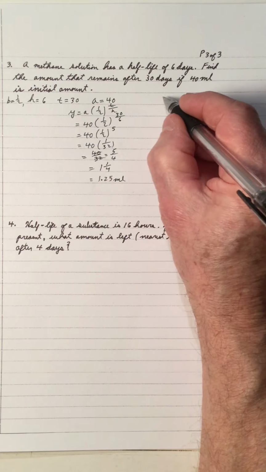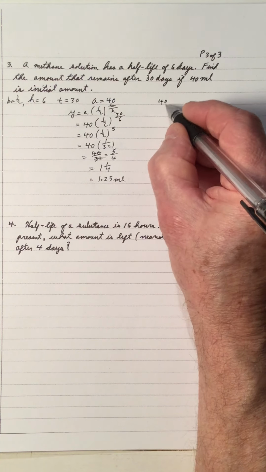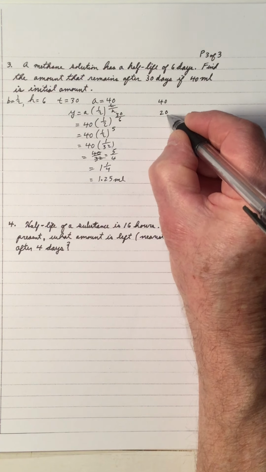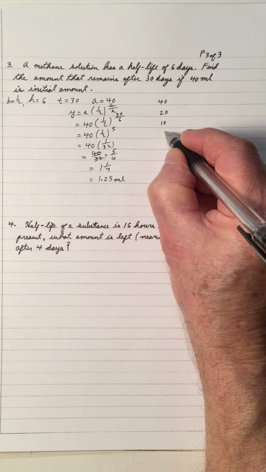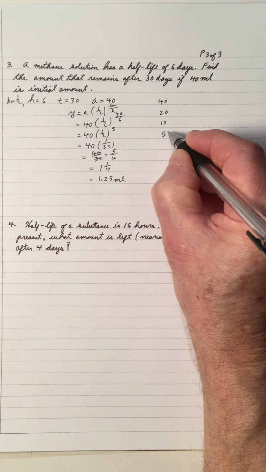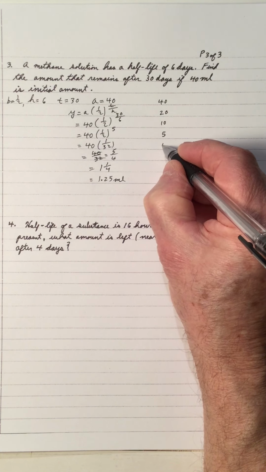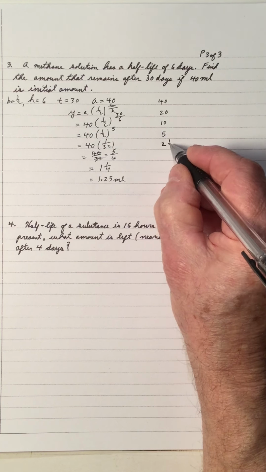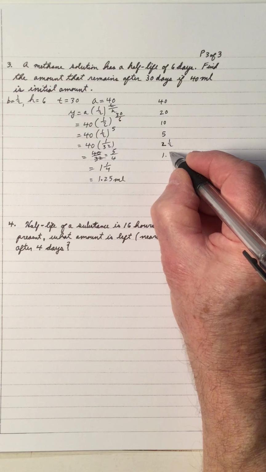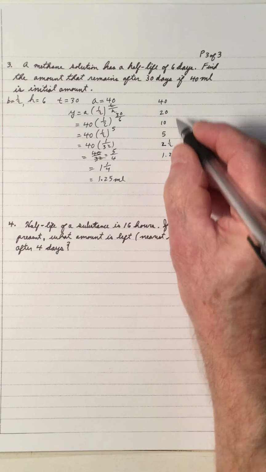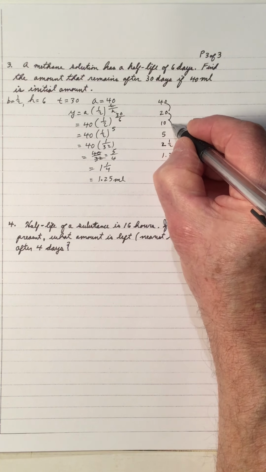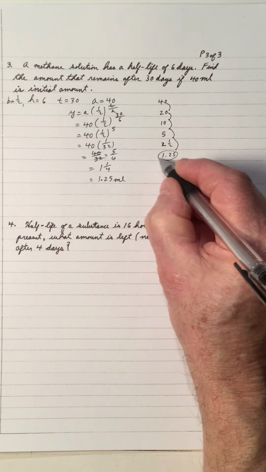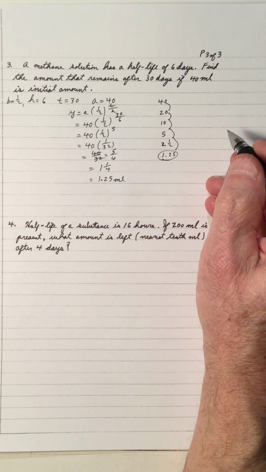And again, notice this happens 5 times. So 40 goes to 20, goes to 10, goes to 5, goes to 2.5, and half of 2.5 is 1.25. So once, 2, 3, 4, 5. So you can see 1.25.